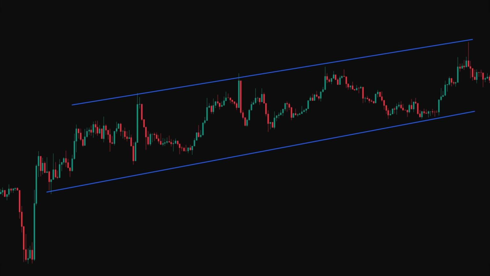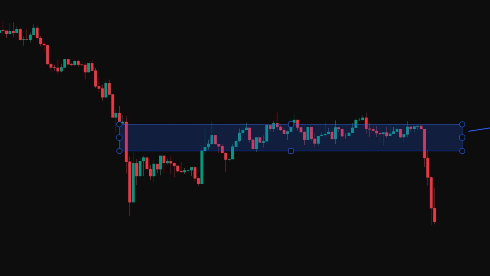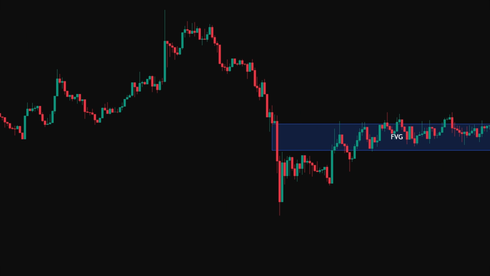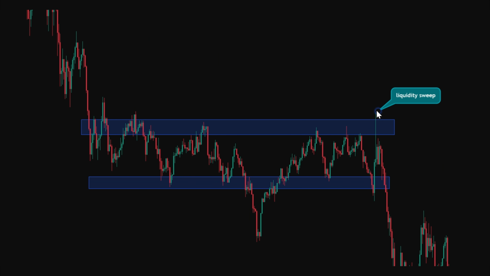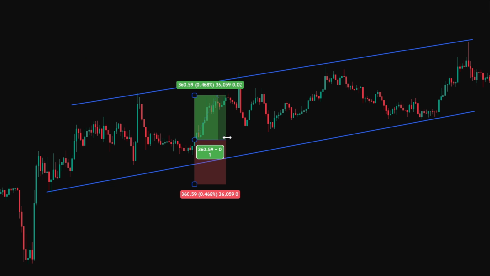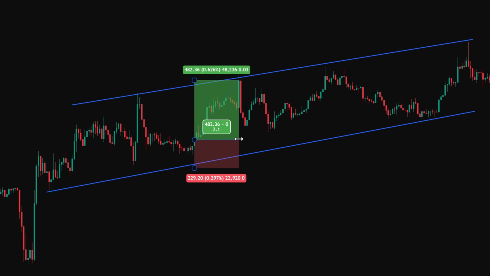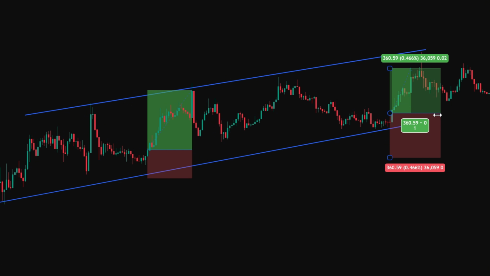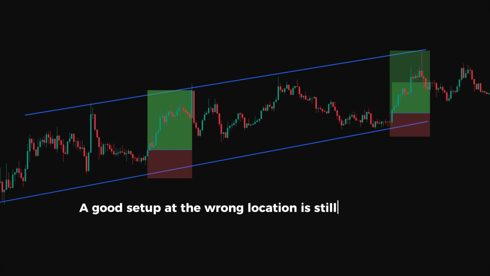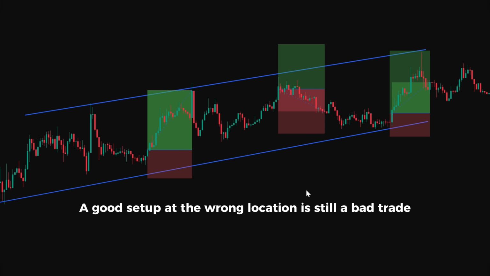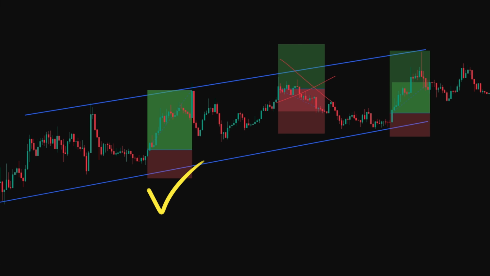A good location is usually a meaningful price area. For example, support, resistance, an old breakout zone, a retest area, a fair value gap, a Fibonacci zone, a liquidity area, or a zone where price reacted strongly before. Location answers this question. Am I entering at an area with an advantage, or am I just chasing price? This sentence is important. A good setup at the wrong location is still a bad trade. Because in trading, being right about direction is not enough. You also need to know where you are entering inside that direction.